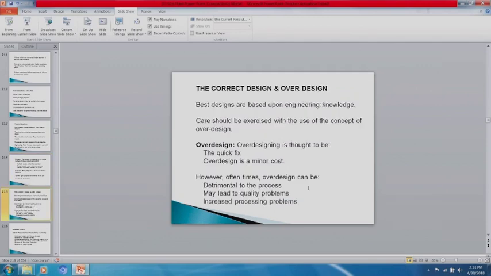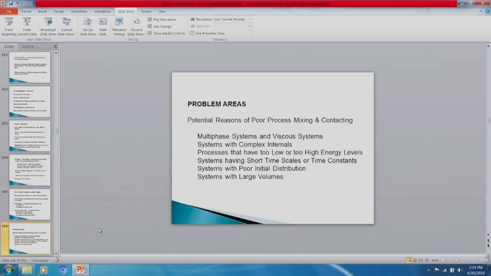Correct design and over-design. Well, over-design is thought to be the quick fix. It's only a minor cost. Well, over-design can actually be detrimental to the process, and may lead to quality problems and increased production problems.